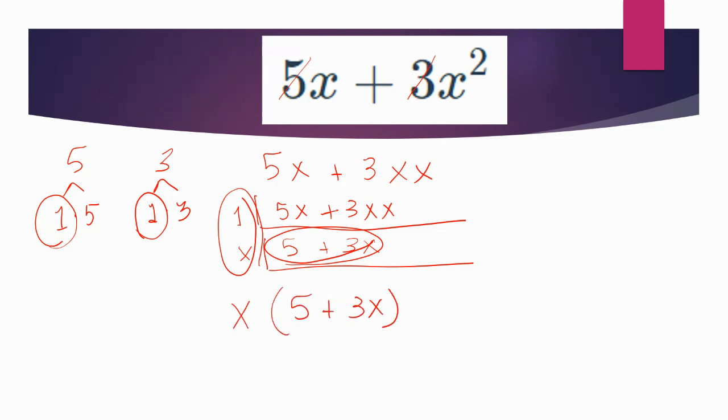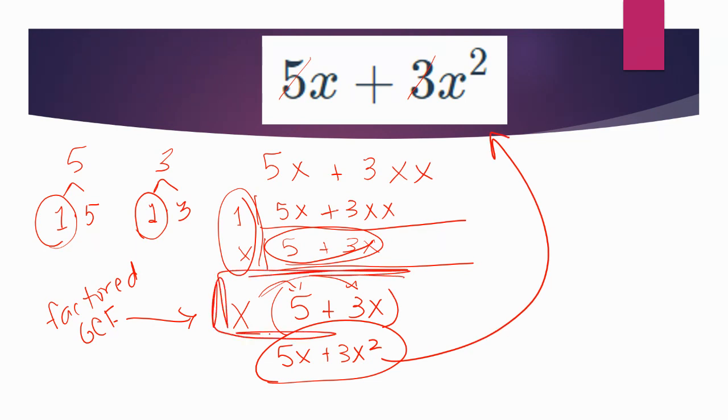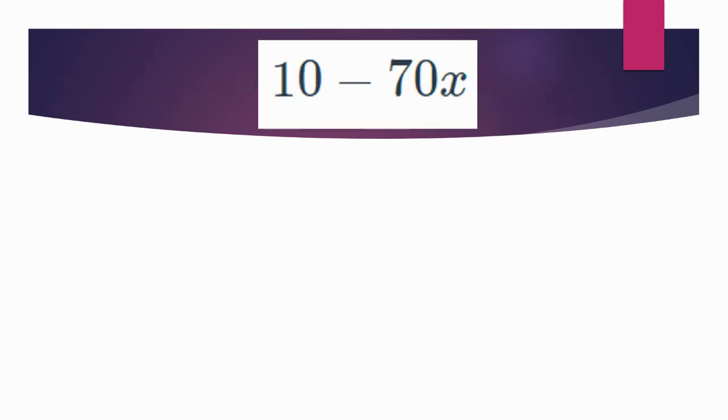So that just factored out the GCF. Now, I want you to distribute it back through to check it. So x times 5 is 5x. x times 3x is 3x squared. Is that what we started with? If it is indeed correct, then this is our answer for factoring by GCF. So we factored out the greatest common factor of an x, and our leftovers would be 5 plus 3x.